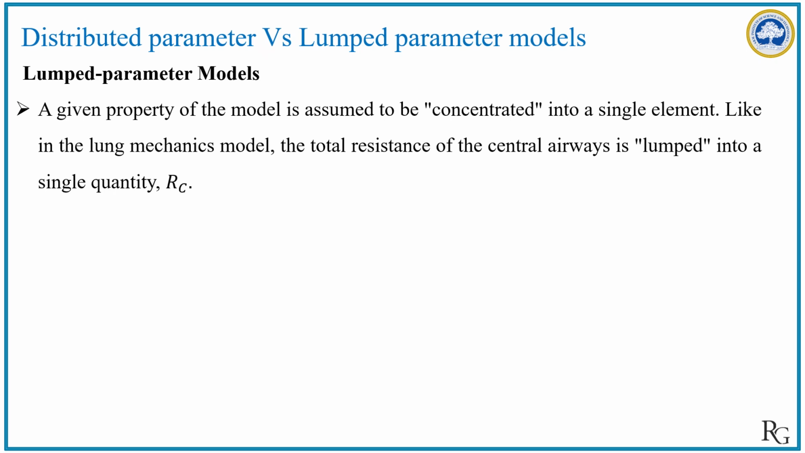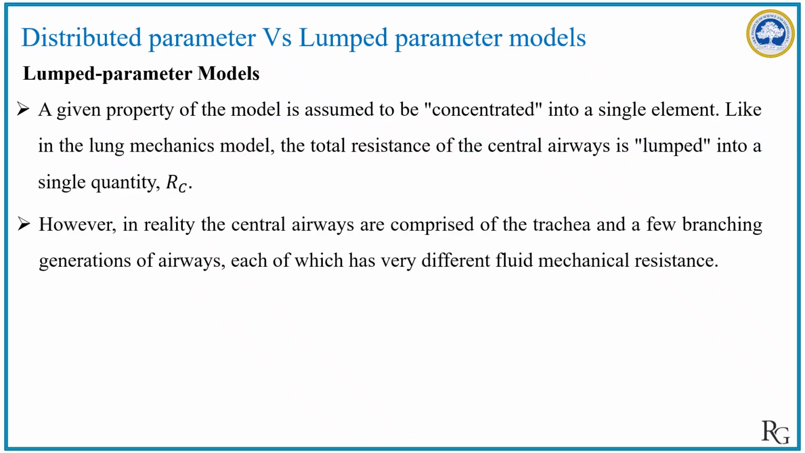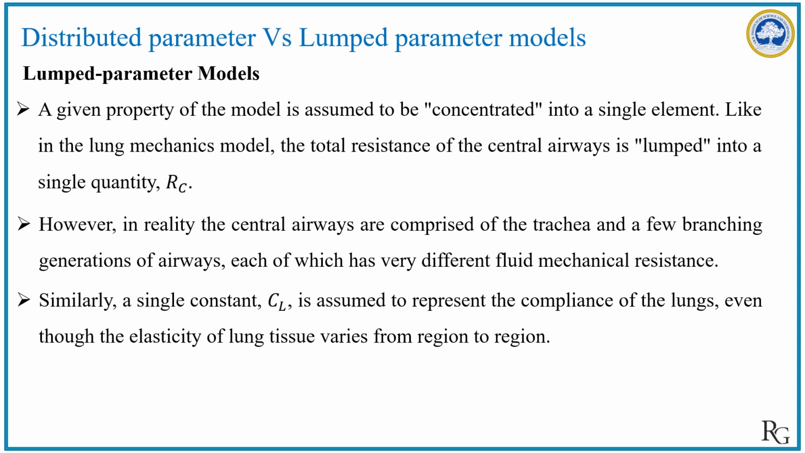The total resistance of central airways is lumped into a single quantity Rc. However, in reality, the central airways are comprised of the trachea and a few branching generations of airways, each of which has very different fluid mechanical resistances. Similarly, a single constant Cl is assumed to represent the compliance of the lung, even though the elasticity of lung tissue varies from region to region.